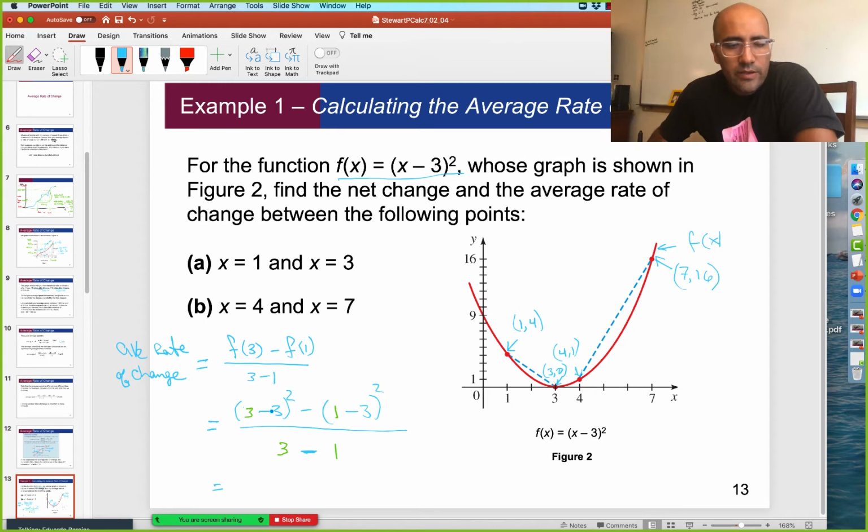We get 3 minus 3 is 0 squared, so that's just going to be 0. 0 minus, and then 1 minus 3 is negative 2. Squared becomes 4. 4 over 2, which then just leads to negative 4 over 2, which leads to just negative 2. So the average rate of change between these 2 points is going to be negative 2. The slope of that dotted blue line is a negative 2. Any questions? No? None? Okay, let's do the other one.